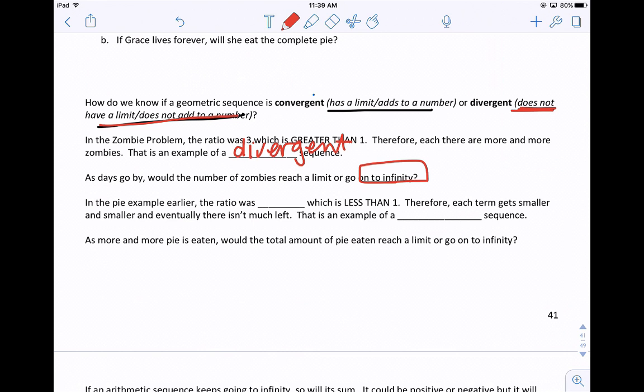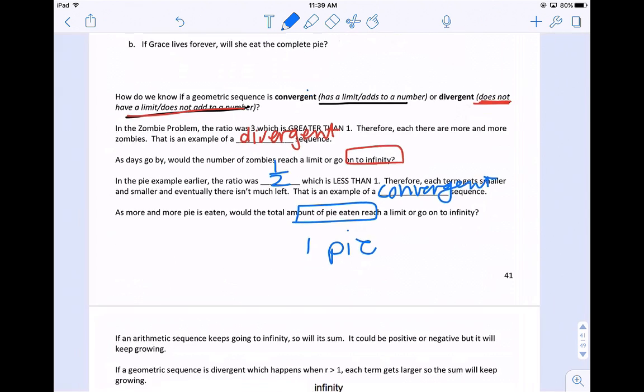In Grace's pie example, the ratio was much smaller. It was 1/2, which is less than 1. Therefore, each term gets smaller and smaller and smaller until eventually there isn't much left of the pie. This is an example of a convergent sequence. Convergent meaning it will add to a limit. In this case, the limit is 1 pie. As more and more pie is eaten, the total amount of pie would reach 1 pie in Grace's problem. So convergent means it will add up to a number.